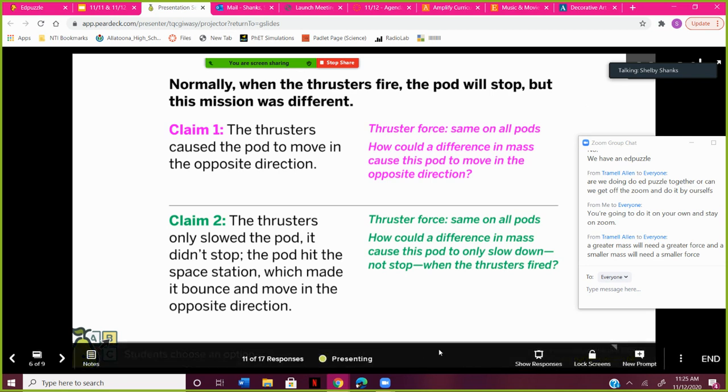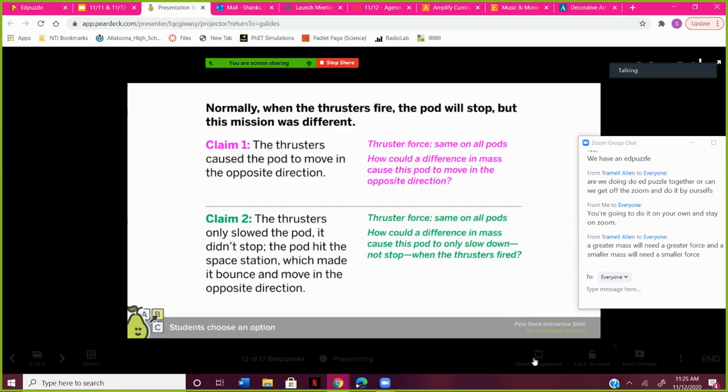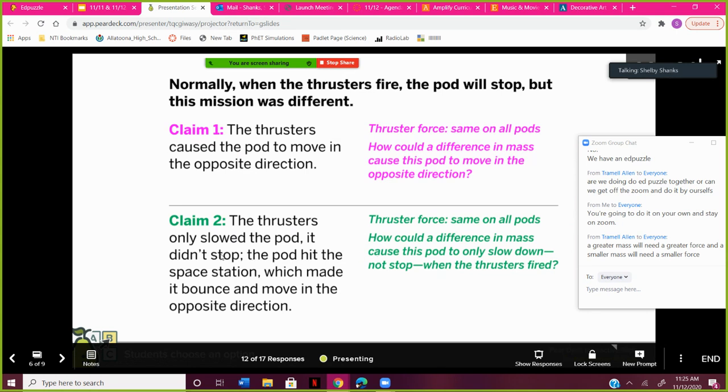All right, so let's look at these responses. Those 6 of you that have not responded need to make sure that you respond. All right, that's much better than last class. Okay, so we can say that claim 1 has a smaller mass and claim 2 has a larger mass.